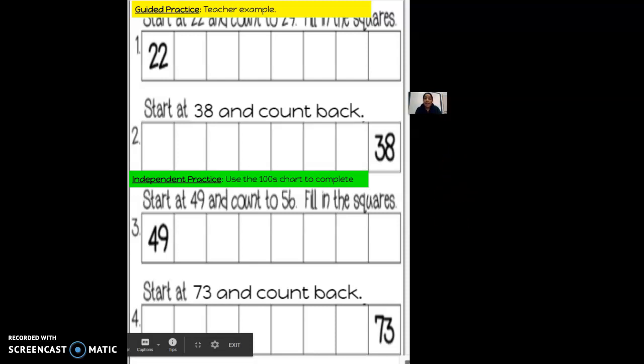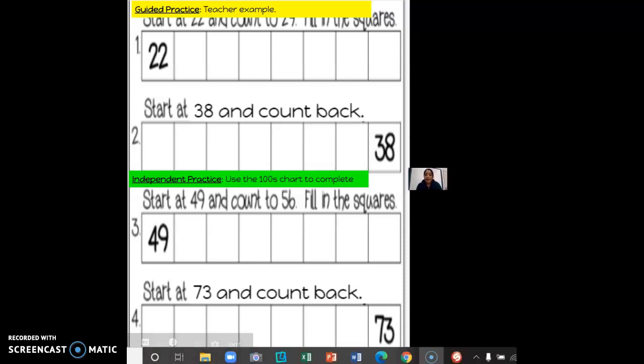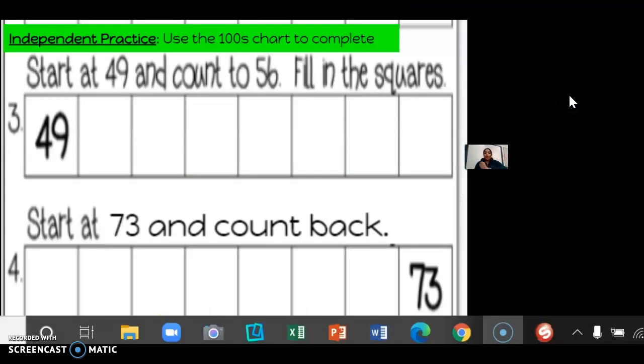And then the next assignment that you have is right here at the bottom. So right here, you are going to complete a strip of numbers just like we practiced today in today's lesson. So you're going to start at the number 49 right here, and you're going to count on to 56. So when you are counting on, you are going forward. The numbers are getting bigger. So you're going from 49 all the way to 56 and counting on.